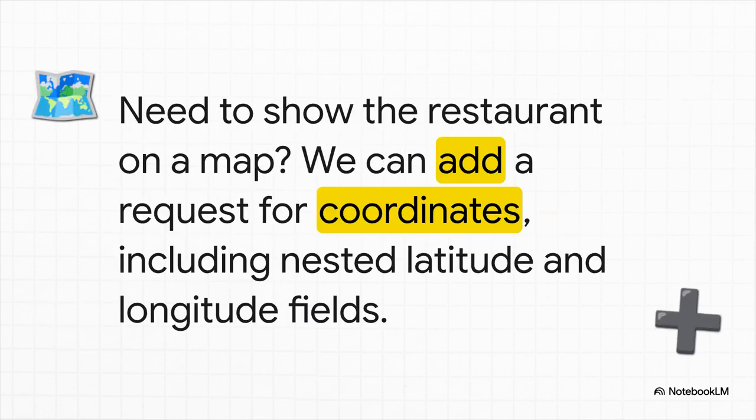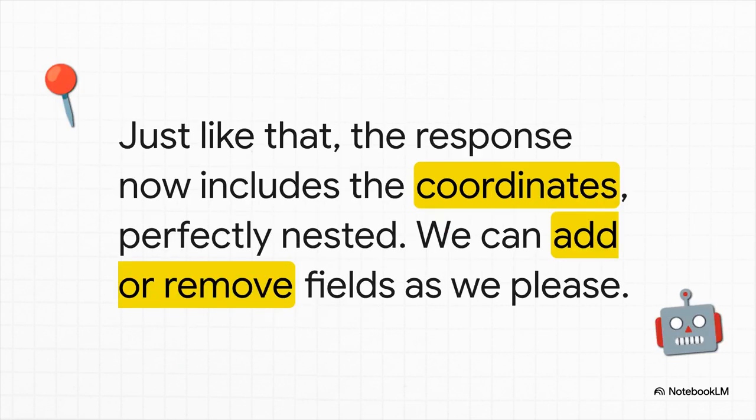So what if our app evolves and now we need to show the restaurant on a map? Do we need a new endpoint for that? Nope. We just go back to our same query and we add what we need. In this case, we'll ask for the coordinates. And we can even specify that we want the latitude and the longitude inside of that. And just like that, the response adapts again. Now it includes the coordinates, perfectly nested inside the data. This ability to just add or remove fields on the fly, that is the ultimate flexibility we were talking about. It's a total game changer.